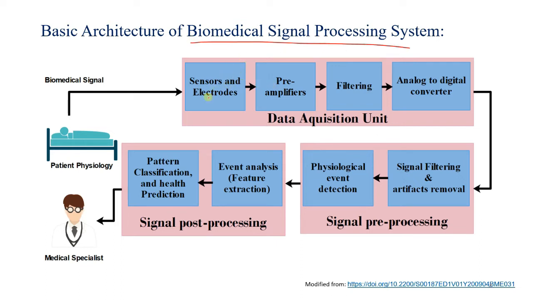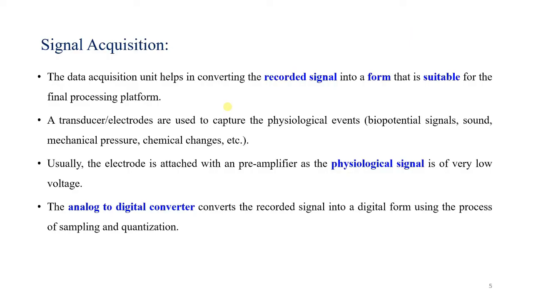We discussed different aspects, like why sensors and electrodes are used, what the functions of the pre-amplifiers are, and then filters and all other things. Right. Now, coming to signal acquisition, data acquisition helps in converting the recorded signal into a form that is suitable for the final processing platform.